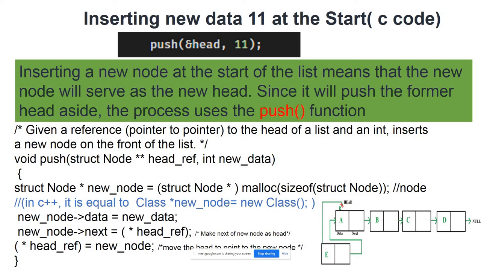That means the new data has gone into the new node which is created, and next is pointing to the next of the new node as the head now. Now you can see that when you say *head_reference = new_node, new connections are established and the old head is removed, and this becomes the new head.